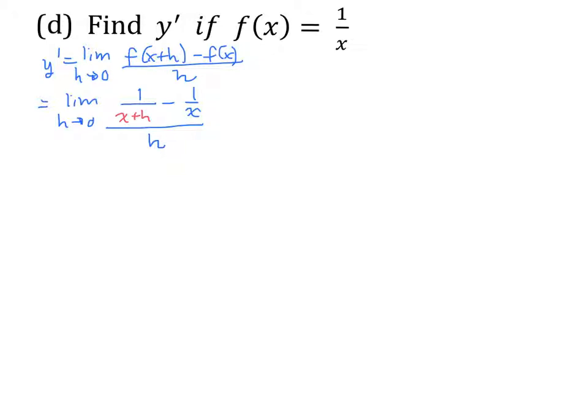Okay, so in order to combine these two terms in the numerator as one term and one fraction, what do I have to have? Common denominators. So you have to find the LCD. What's the LCD here? The common answer is x plus h, but that is not the LCD.